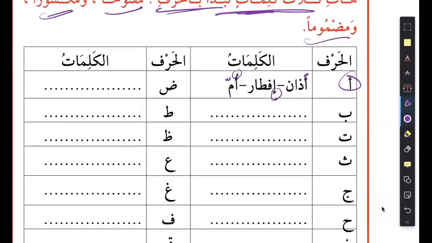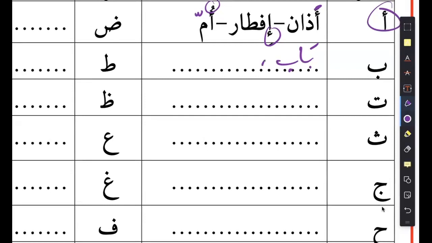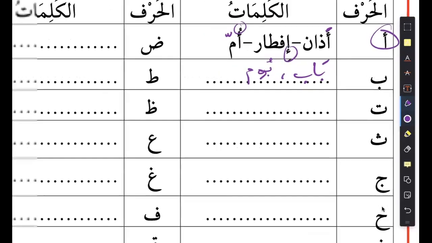Honestly, that's a very hard exercise for the ba, right? So you start with bab, and for dhamma, I don't know, boom, you can say boom, which is owl. I cannot even think of a word that starts with kasra with ba. I'm pretty sure we know it, but it's very difficult to come up with.